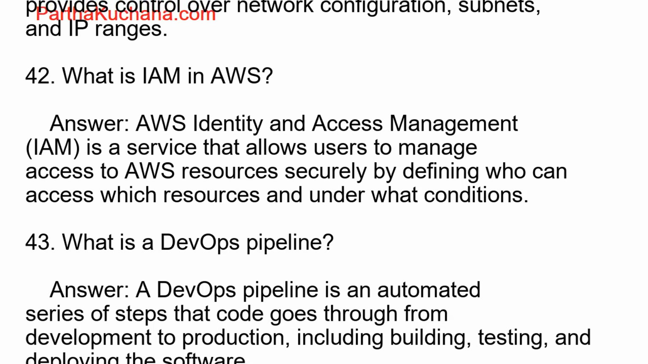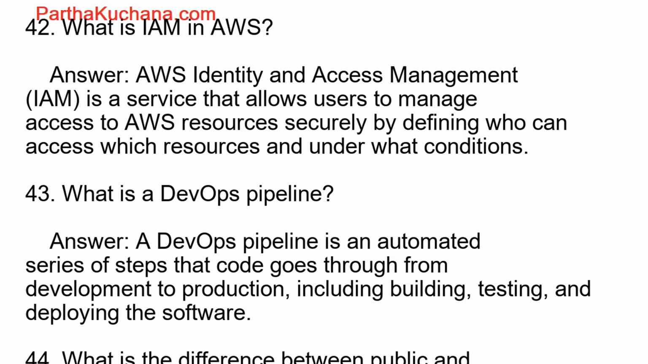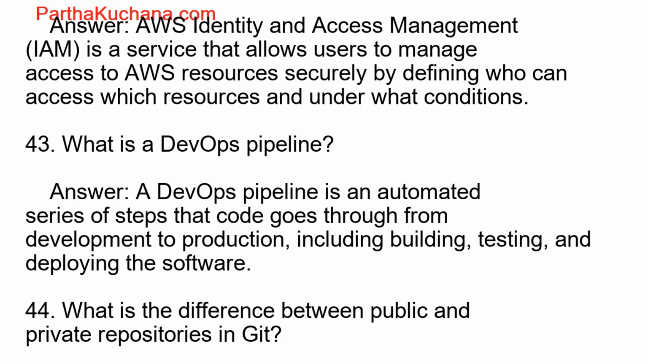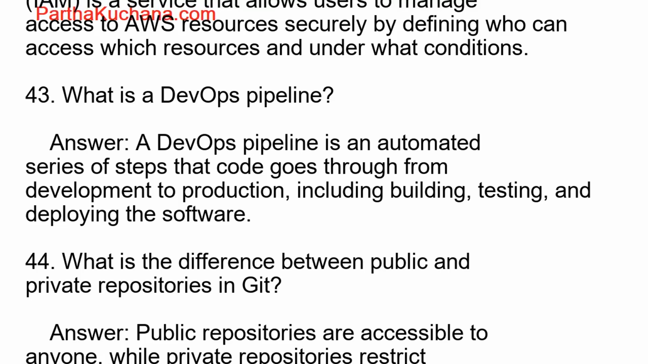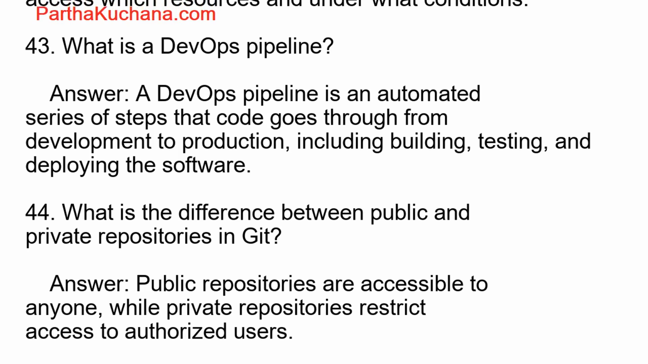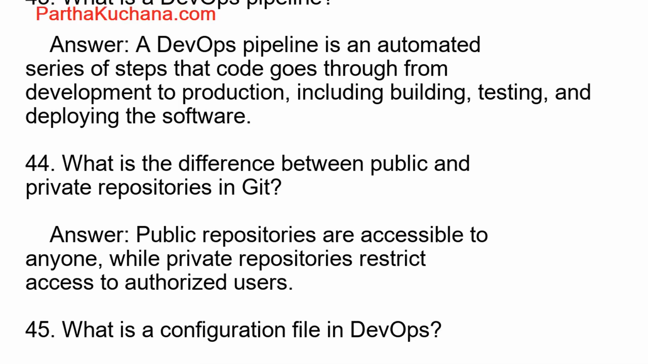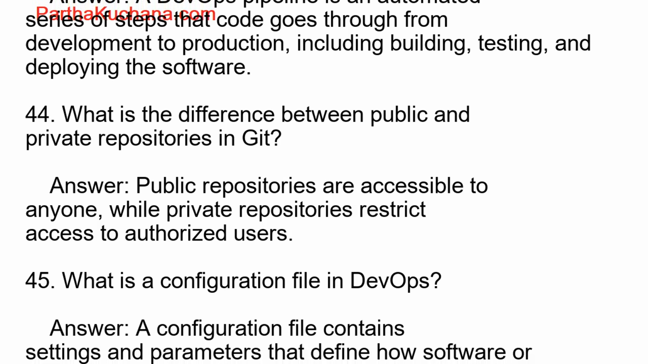43. What is a DevOps pipeline? Answer. A DevOps pipeline is an automated series of steps that code goes through from development to production, including building, testing, and deploying the software. 44. What is the difference between public and private repositories in Git? Answer. Public repositories are accessible to anyone, while private repositories restrict access to authorized users.